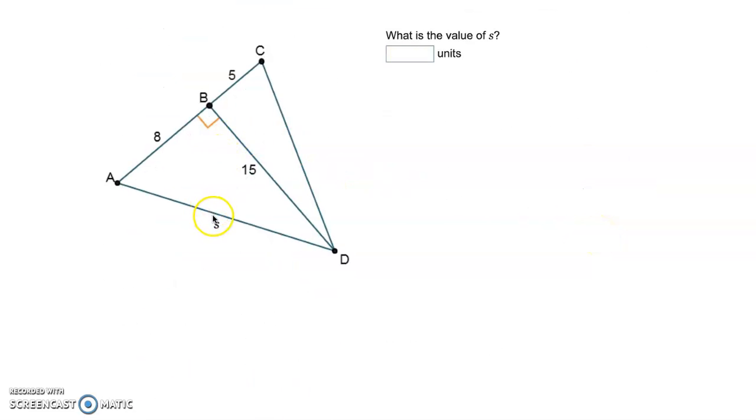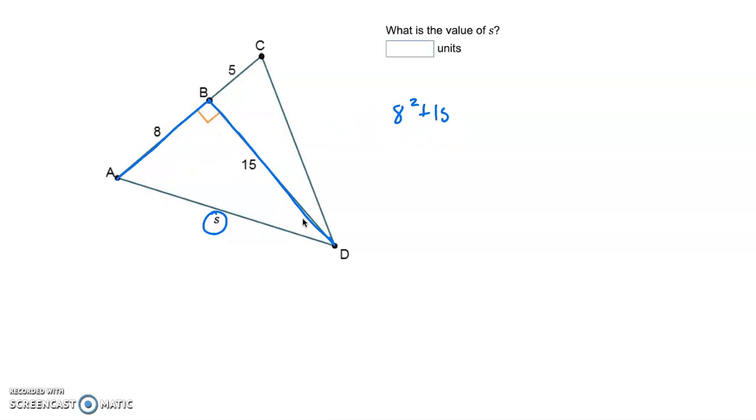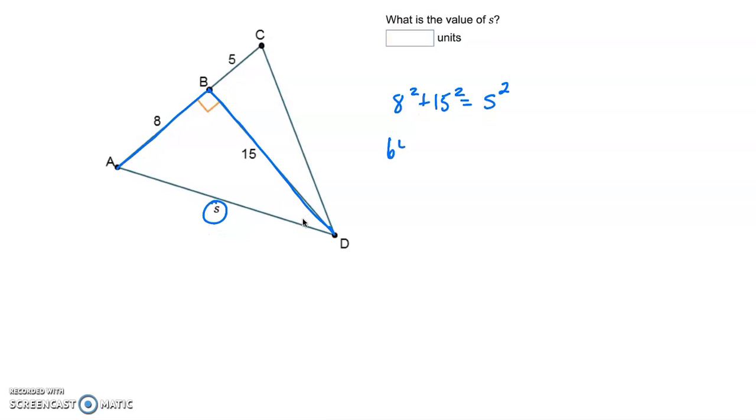So let's find the value of s. Whenever they're asking you for a missing value, ask: what do I know and what can I use? In this case, I've got 8 and 15 and I'm trying to find s. I have a right triangle, so I can say 8 squared plus 15 squared equals s squared. If we simplify that, we get 64 plus 225 is equal to s squared. So 64 plus 225 is equal to 289. Take the square root of both sides and we find out s equals 17 units.